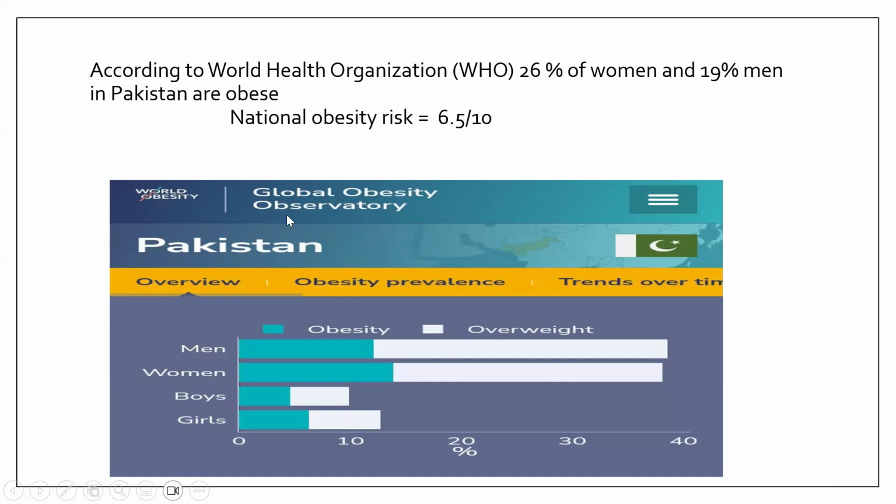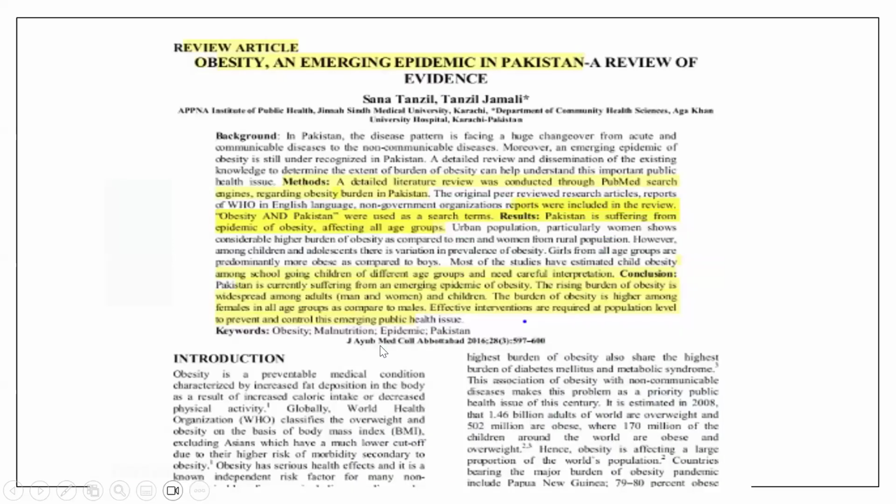Global Obesity Observatory shows that obesity is on a rising trend in Pakistan, with women more prone to obesity as compared to men. Different articles and research show obesity as an emerging epidemic in Pakistan, which affects all age groups and is widespread among adults, women, men, and children. The burden of obesity is higher among females in all age groups as compared to males.